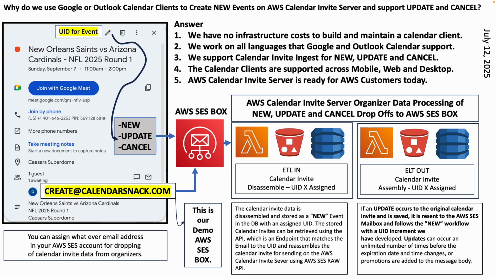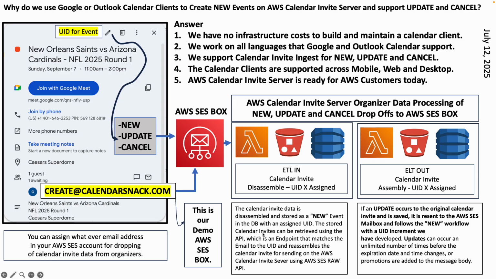We disassemble a calendar invite and we assign the UID itself, the original one, and then we do a +1 to it in our database. So the calendar invite is disassembled and stored as a new event in the database.